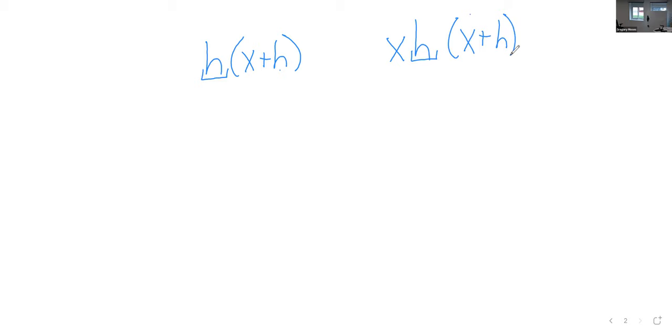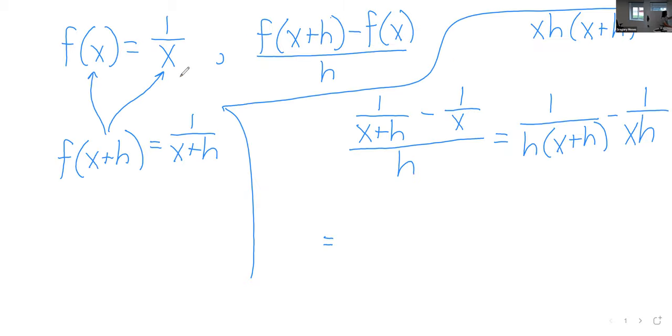And we have an X on the right. So for this and this to be the same, we're going to need an X on the left as well. And you see that when these are the same, what they are is X times H times X plus H, which is what I said had to be our common denominator.